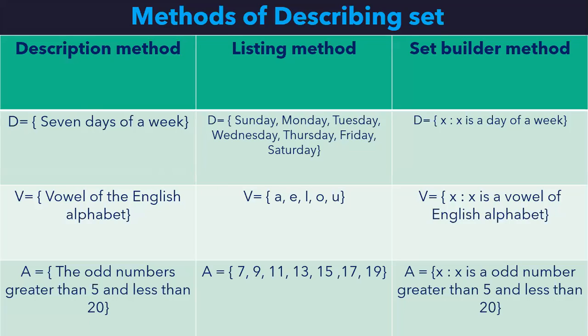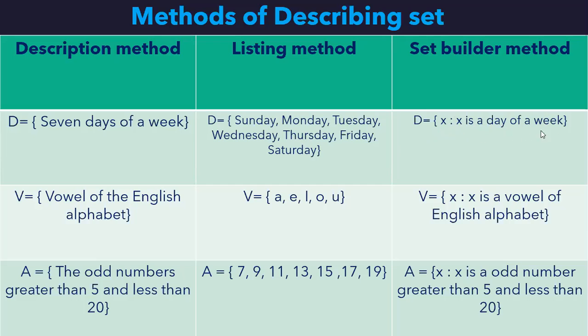In the description method, D refers to the days of a week. Seven days of a week. We wrote it in words and described it here. This method is the description method. If we write by the listing method, it is Sunday, Monday, Tuesday, Wednesday, Thursday, Friday, Saturday, the list of the seven days of a week. This is the listing method. Lastly, the set builder method: we have to write inside the curly bracket, D equals {x : x is a day of a week}.